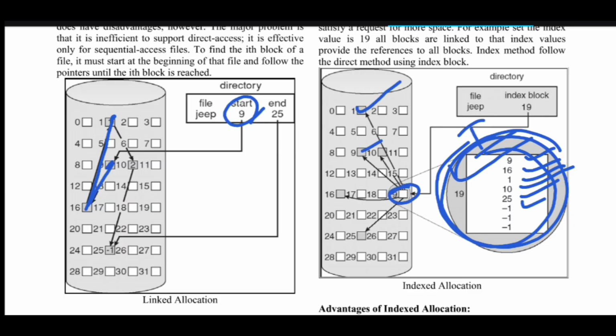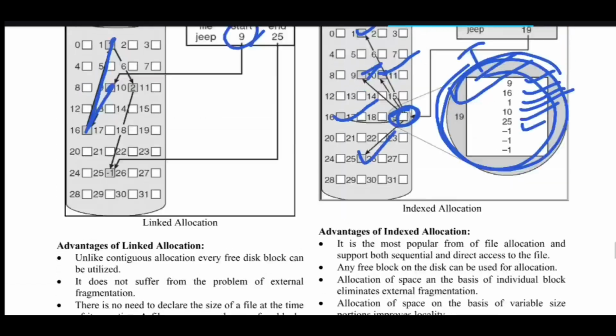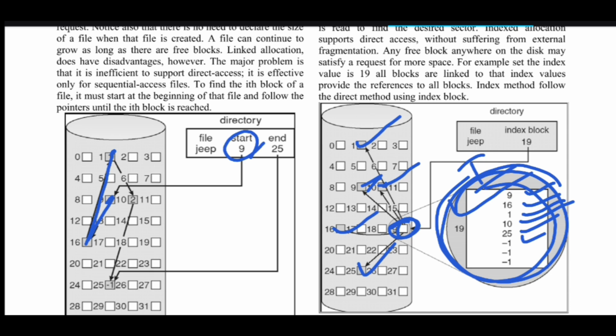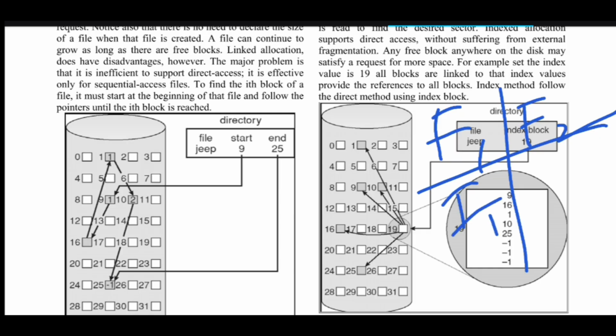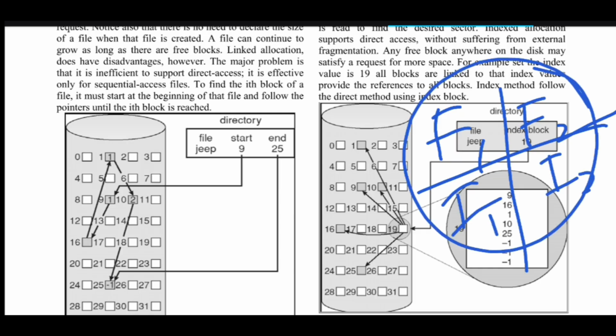You can check here, this is the index file, and these are data files. This is indexed allocation. In indexed allocation, every separate file has its own index file. If there are two different files, file 1 and file 2, then they have two different index files, index 1 and index 2.